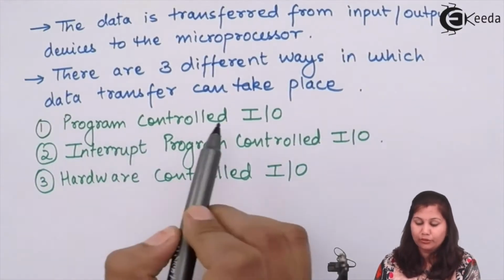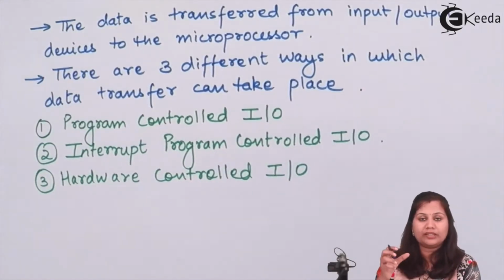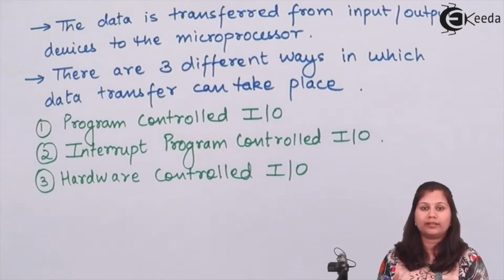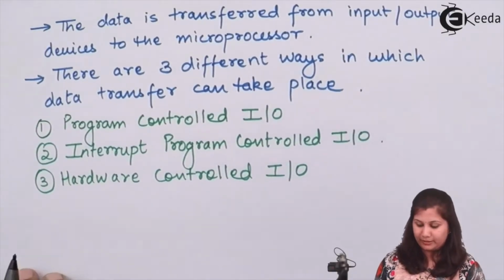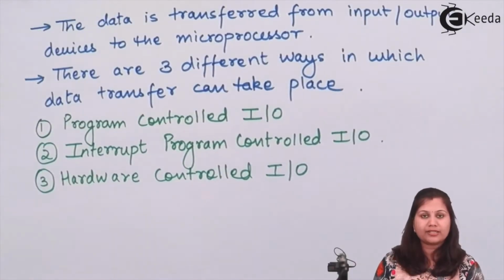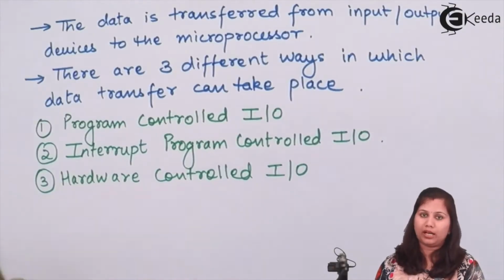In the program controlled input output, because in a program we write the instructions, with the help of instructions the data transfer is taking place. Whenever we want to get input data or to send some data to the output device, we will have two instructions, IN and OUT, and these instructions will be used to transfer the data between the input output device and the microprocessor. So we are writing the instructions in the program. That is why it is known as the program controlled input output.